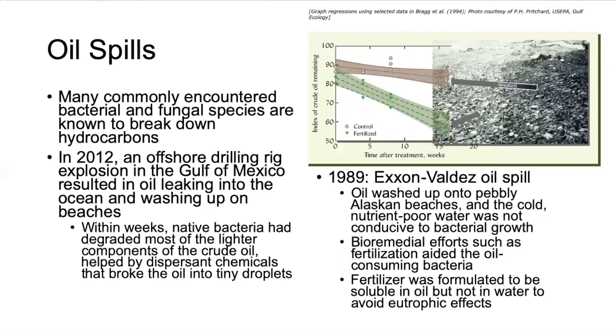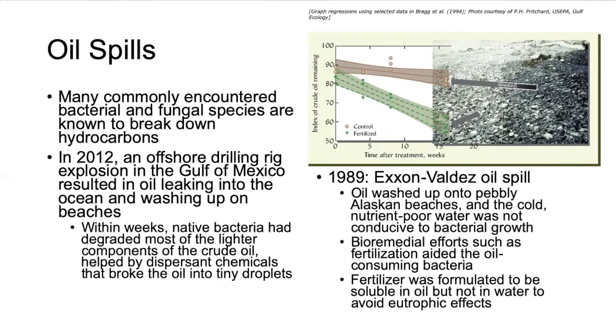So oil spills are an interesting case of how bioremedial efforts are used and put into action. Many commonly encountered bacterial and fungal species are known to break down hydrocarbons. And I have here two examples of times in which this was used. So in 2012, there was an offshore drilling rig explosion in the Gulf of Mexico, and oil leaked into the ocean and began washing up on the shore. Within weeks, the native bacteria had degraded most of the lighter components of the oil.